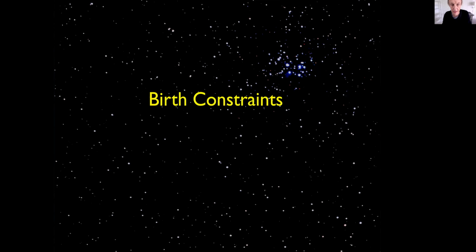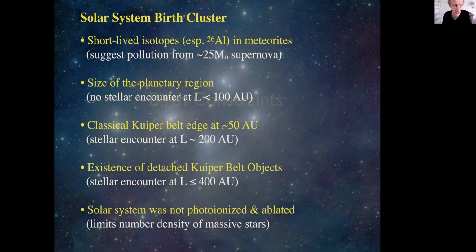Stars in general form in clusters because the Jeans mass for the interstellar medium is many, many times, typically hundreds or thousands of times, the mass of a single star. So they have to form in groups. And then those groups disperse under some initial velocity dispersion. So the sun probably formed as a member of a group. What can we say about that group, that birth cluster, from physical measurements of the solar system?